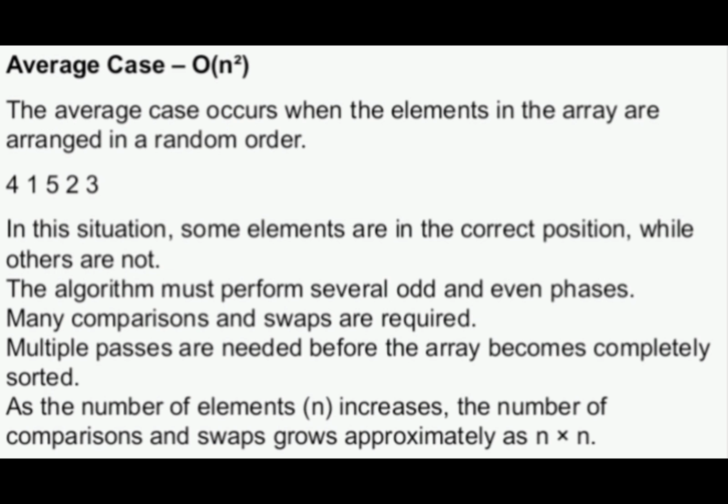Average case: 4, 1, 5, 2, 3. In this situation, some elements are in the correct position while others are not. The algorithm must perform several odd and even phases. Many comparisons and swaps are required. Multiple passes are needed before the array becomes completely sorted. As the number of elements increases, the number of comparisons and swaps grows approximately as n squared.